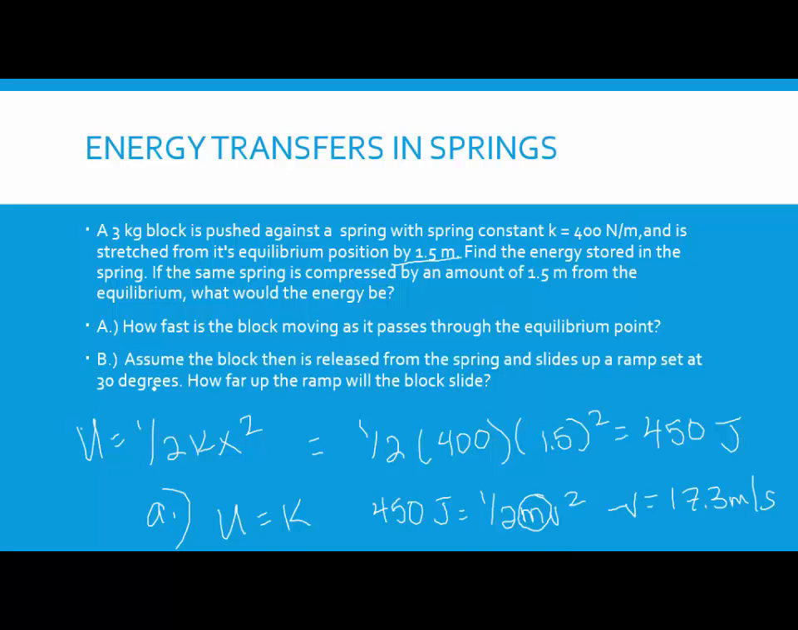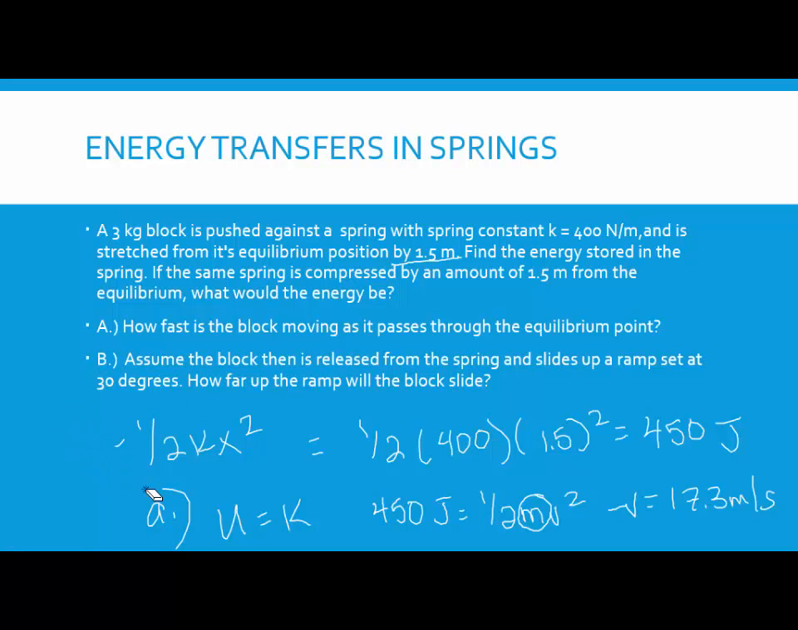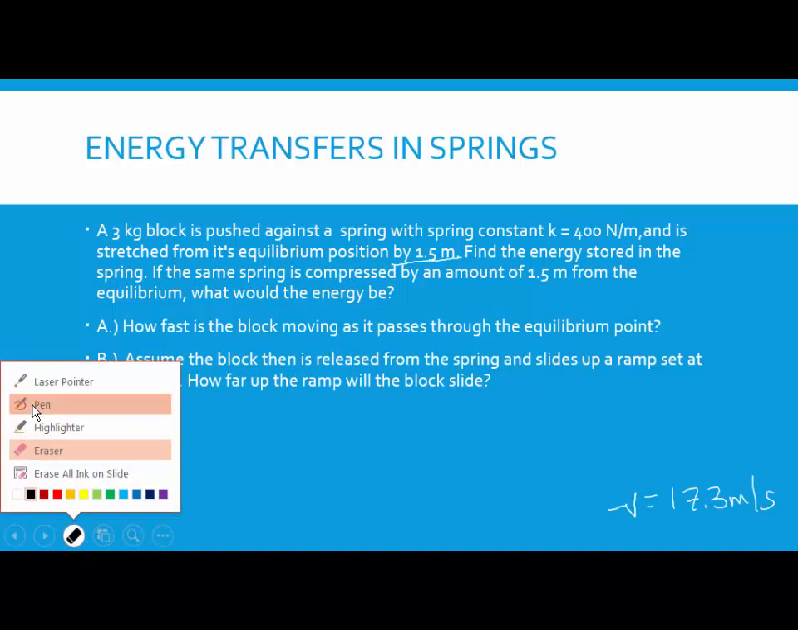Okay, and then for part B, this one is a little bit different, but it says assume the block is then released from the spring and slides up a ramp set at 30 degrees. How far up the ramp will the block slide? So let's erase all of this except leave our velocity here. So it's kind of like assuming that the ramp is frictionless as well.